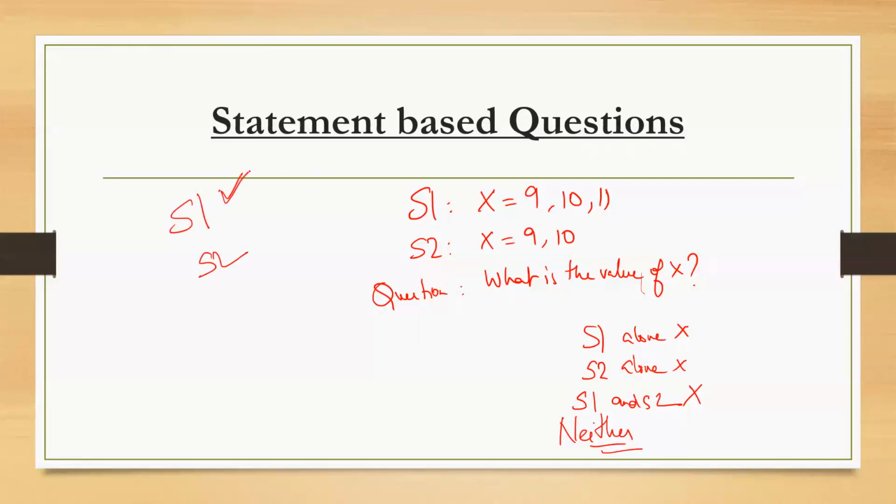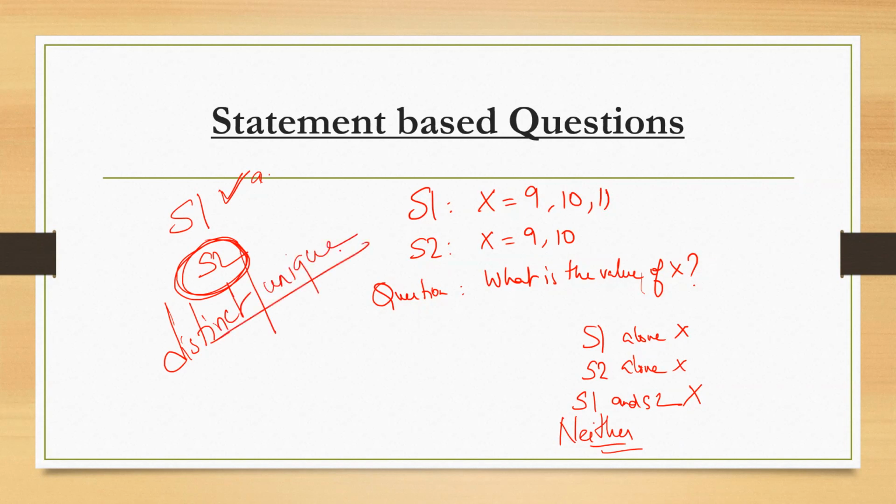Okay, so if you have understood the concept, now please remember the order: S1, S2. If S1 gives you the answer, do not just mark A and come. Okay, you have to check statement 2 also. We did this in the first class, distinct or unique. What does it mean, Nitish? It means one value, one unique value.